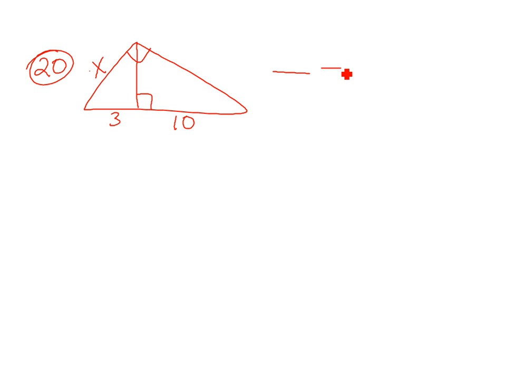Problem 20. They give us this picture. We've got a right triangle with an altitude drawn to the hypotenuse of that right triangle. This is X, this is 3, this is 10. We're looking for a leg this time, so we're going to have to use that leg proportion. The leg goes here, the leg goes there. Up top here is the whole hypotenuse, which is this whole thing, 10 plus 3, which is 13. And then the part of the hypotenuse that's hooked to that leg, which in this case is 3.